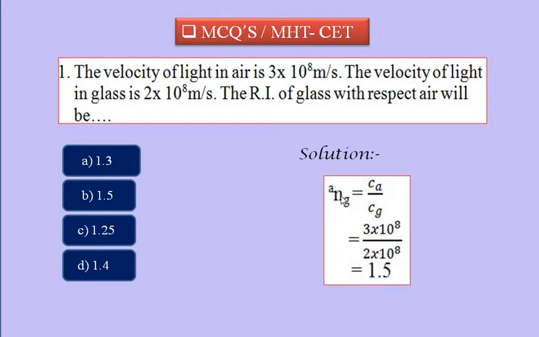The refractive index of glass with respect to air is given by the relation Ca divided by Cg, that is, velocity of light in air divided by velocity of light in glass. The velocity of light in air is 3 into 10 raised to 8 divided by the velocity of light in glass, which is 2 into 10 raised to 8 meter per second. Here 10 raised to 8 and 10 raised to 8 get cancelled and 3 by 2 means 1.5. Therefore, the correct answer is 1.5.